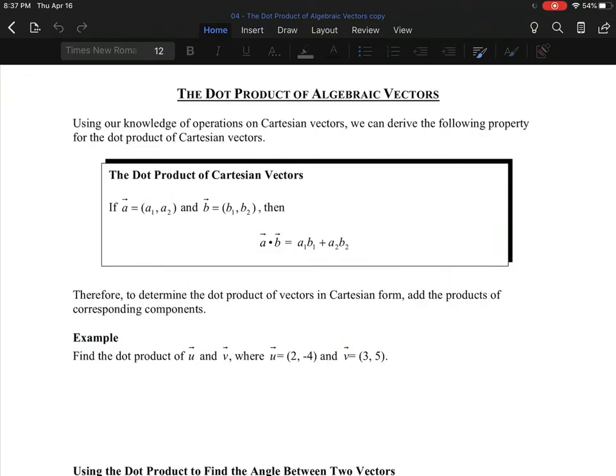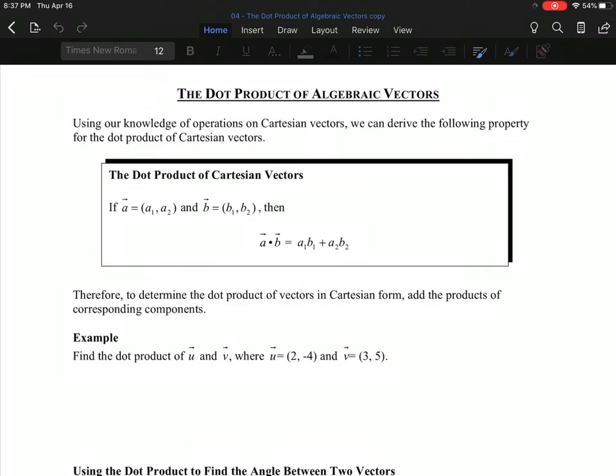Very few examples here, just a couple of quick examples. Unbelievable in their simplicity and shocking in their power. The dot product of algebraic vectors. Using our knowledge of operations on Cartesian vectors, we could derive the following property for the dot product of Cartesian vectors. Doing some geometry, we could draw the two vectors. It's not part of this course, but it wouldn't take much to establish this.